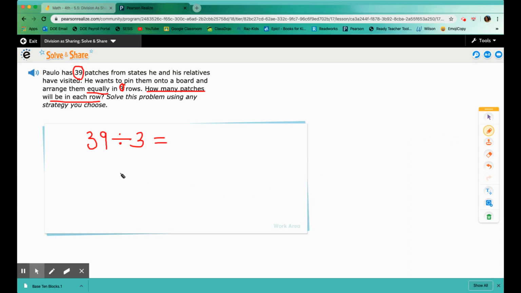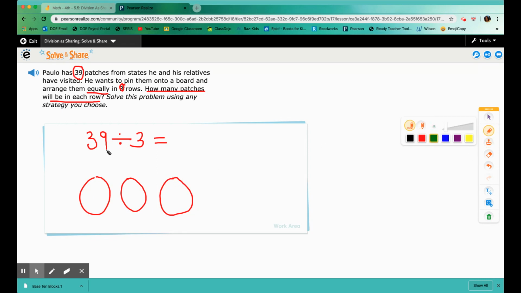So just like we talked about before, we have three groups because 3 is a divisor. And we have 39 objects. So let's draw 39. We have three hundreds. I'm sorry, we have three tens. So we have three sticks. And we have nine ones, so we have nine dots. Five, six, seven, eight, nine. Perfect.